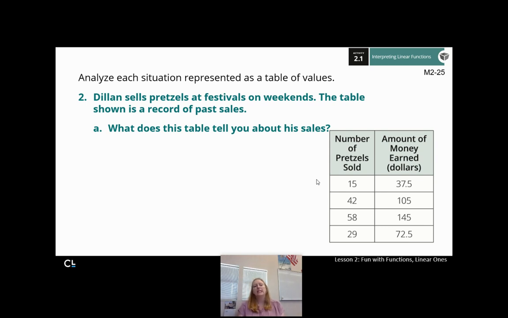So Dylan sells pretzels at festivals on weekends. The table shown is a record of past sales. So what does this table tell you about his sales? I might look at slopes a little bit and see if that tells you something about his number of pretzels sold and the amount of money he has earned. See if you can play with the slopes and see if it tells you something about his sales. Go ahead and hit pause and then hit play when you're ready to check your work.